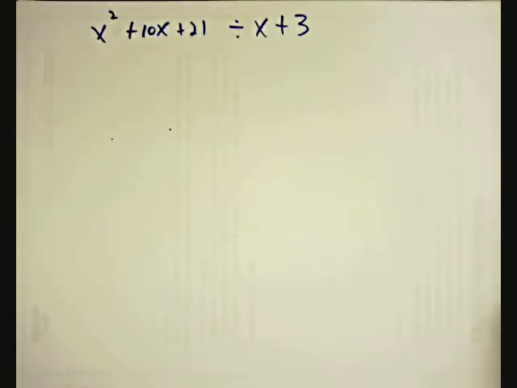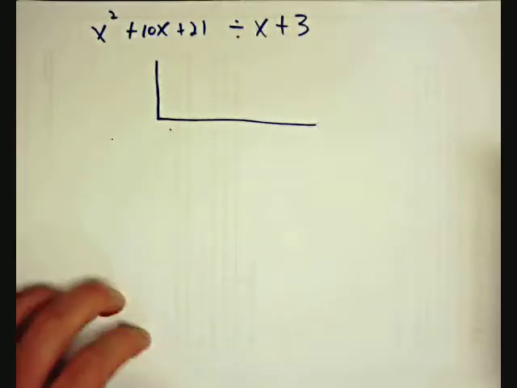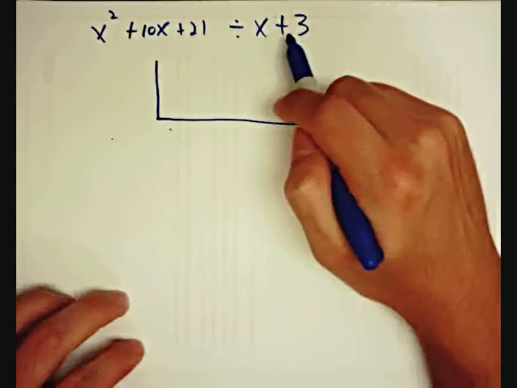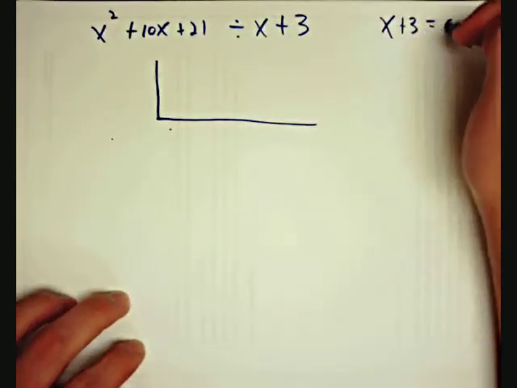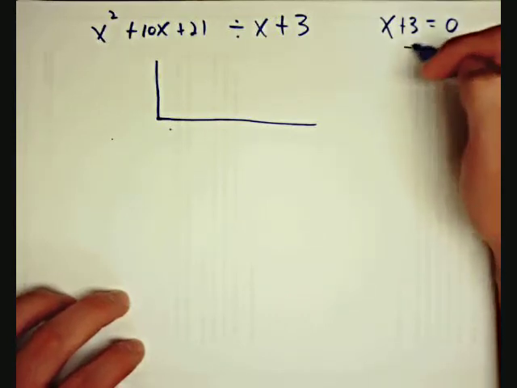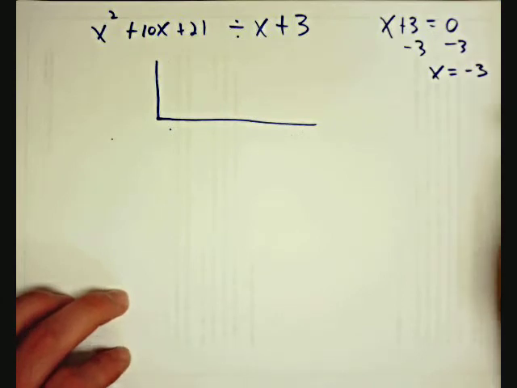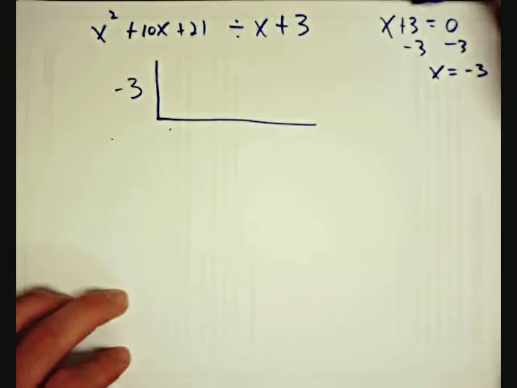Step 2, form the synthetic division box. We're going to have this be upside down of a long division box. Outside is c. Okay, so how to get c? One way to do this, take x plus 3, set it equal to 0, and then solve for x by subtracting 3. So c is negative 3. Another way is whatever you have, take the opposite sign. So opposite of plus 3 would be minus 3.